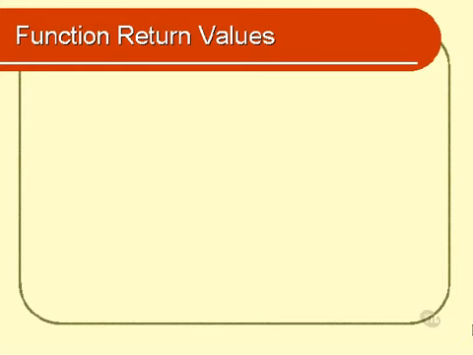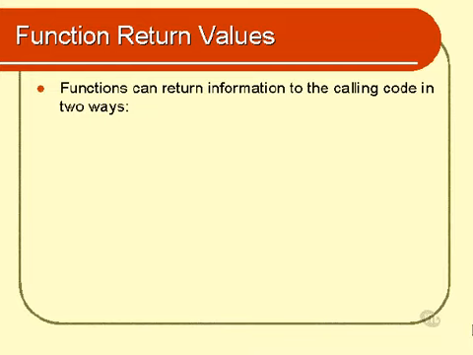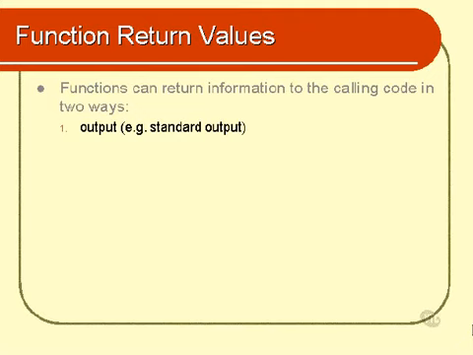So you've just seen now how to pass information in to a function. In this module I will show you how to get information back out of a function. And a function can return information to the calling environment in two different ways. The first is to use output, and I'm just talking about standard output. I'll go into that more in a moment. And the second is by way of an exit status.